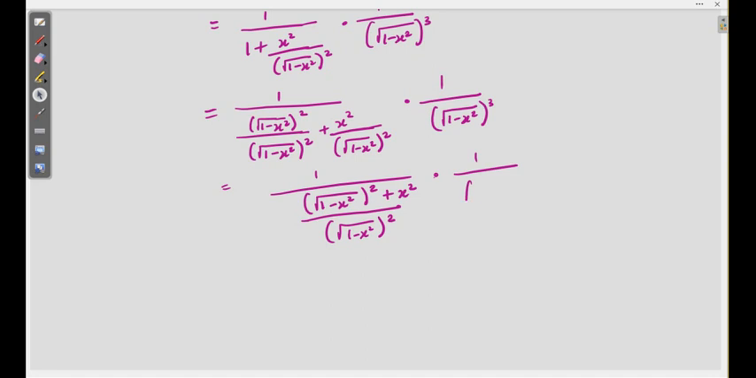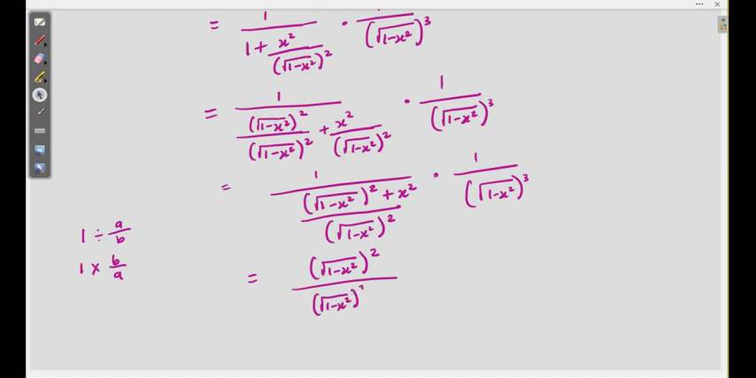It looks very ugly. But here we can try to see what's going on. Since it's like this, remember, 1 divided by a over b is the same as 1 times b over a, right? So we can flip this fraction and write it as the square root of 1 minus x squared to the power of 2, all divided by the square root of 1 minus x squared to the power of 2 plus x squared, times 1 all over the root of 1 minus x squared to the power of 3. Ne?